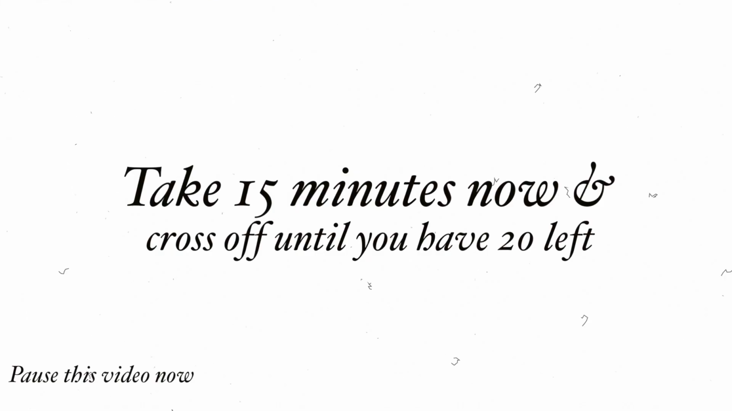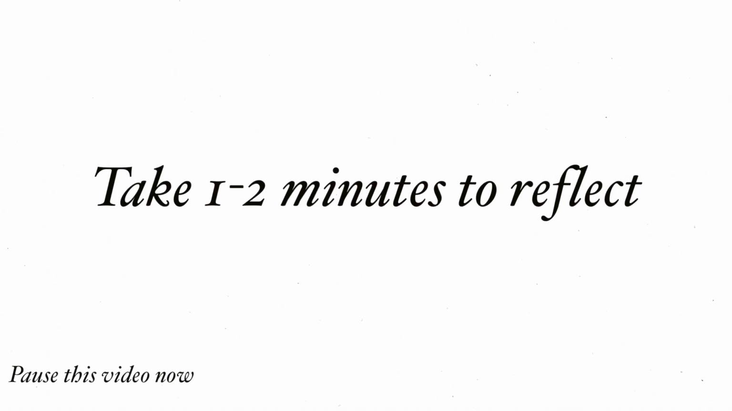Okay, great, so now you have everything. The first thing you're gonna do is take 15 minutes and cross off all the core values that don't belong to you. You should have at the end 20 left. Take your 15 minutes now and cross off everything until you have 20 left. Great, now you've done that, I want you to take 1 to 2 minutes, again on the timer, and reflect about all those 20 and see what the connection is. Take your time right now.